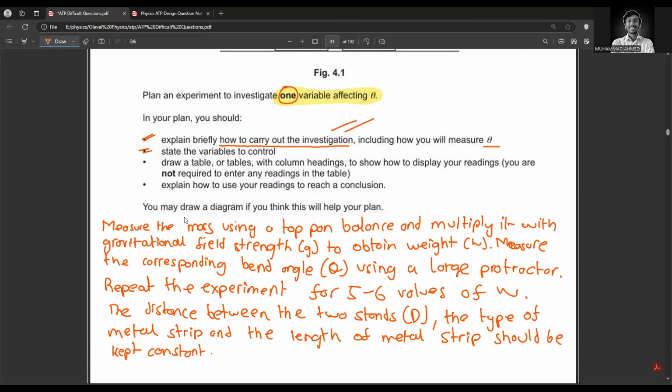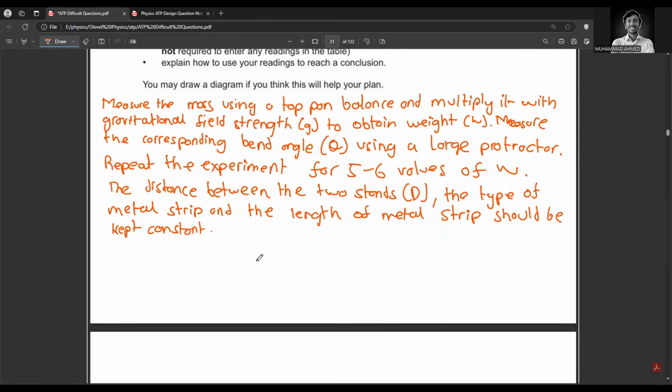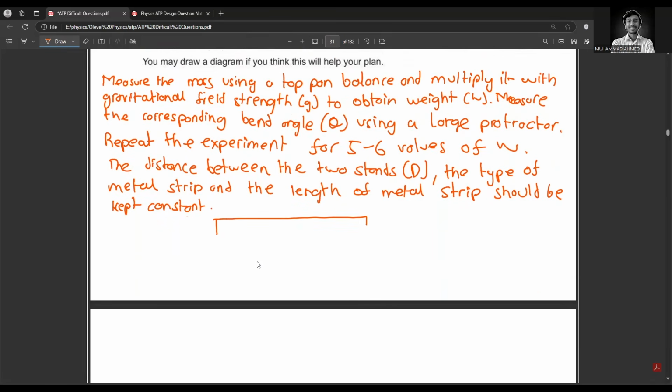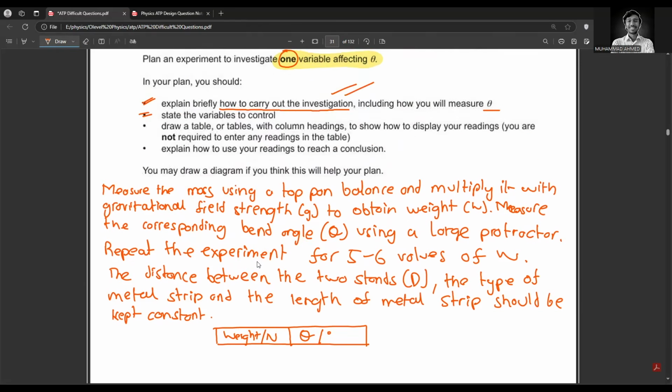What is your third point? Draw a table with column headings to show how to display your readings. How to draw a table now? You will say weight slash Newton on the first column and angle theta slash degree on the second heading. Simple as that. Third point also gets catered.